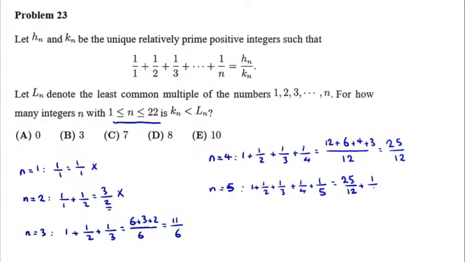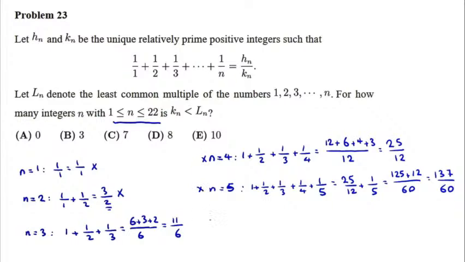We don't need to calculate all of them. With 5, the denominator will be 60. With 5, 25 times 5 plus 12 equals 137 over 60. And the LCM of 1 to 5 is 60. So again, here it's not good.